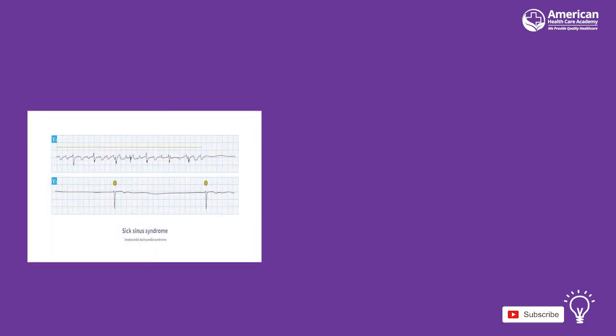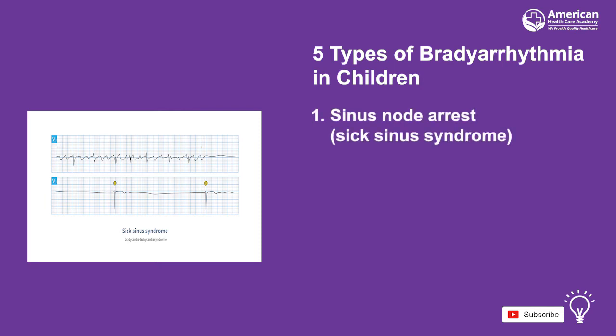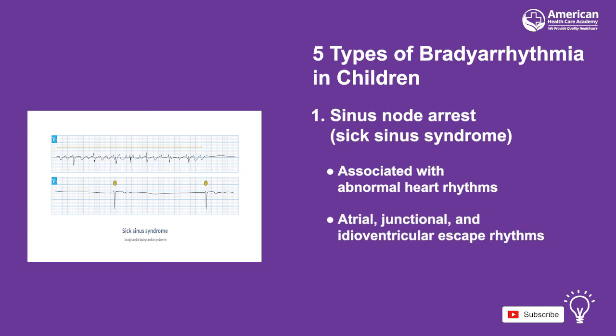When considering bradyarrhythmias in children, there are 5 types that may be observed. The first type of bradyarrhythmia is sinus node arrest or sick sinus syndrome. This is associated with abnormal heart rhythms because of the malfunction of the sinus node. These may include atrial, junctional, and idioventricular escape rhythms.